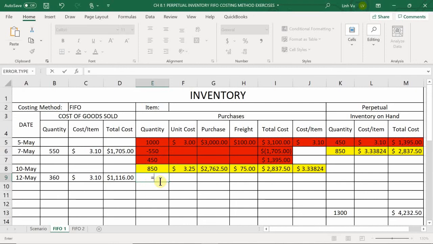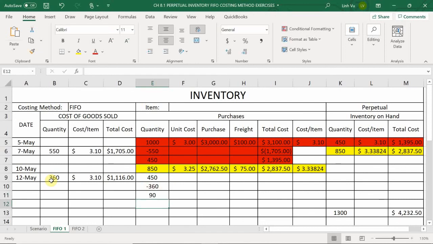Now this is what I'm going to do just so I can visualize it, right? If I started out with 450 units for my red batch, and I am subtracting 360, then how much should I have left? 90. You should have 90 left in your inventory, okay?